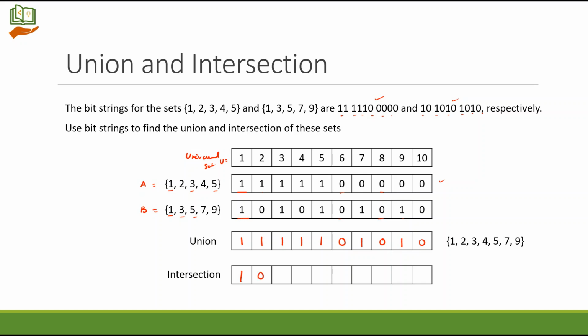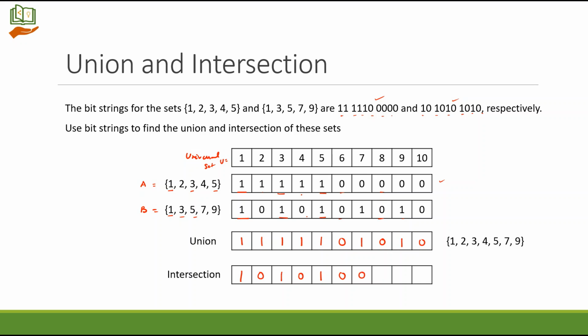Again we have 1 and 1, so we will have 1. Then we have 1 and 0. There is no common element, so we are marking it as 0. Then we have 1 and 1, which makes this 1 again. So let me mark it here. Then we have 0 and 0. When both the sets do not have that particular element, it cannot be taken for intersection, so it is 0. What about 0 and 1? It is present only in one set, so there is no common element.